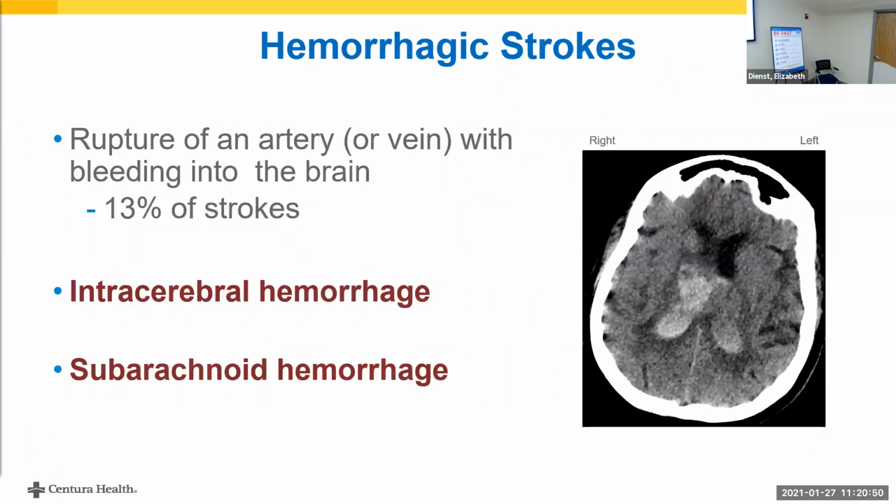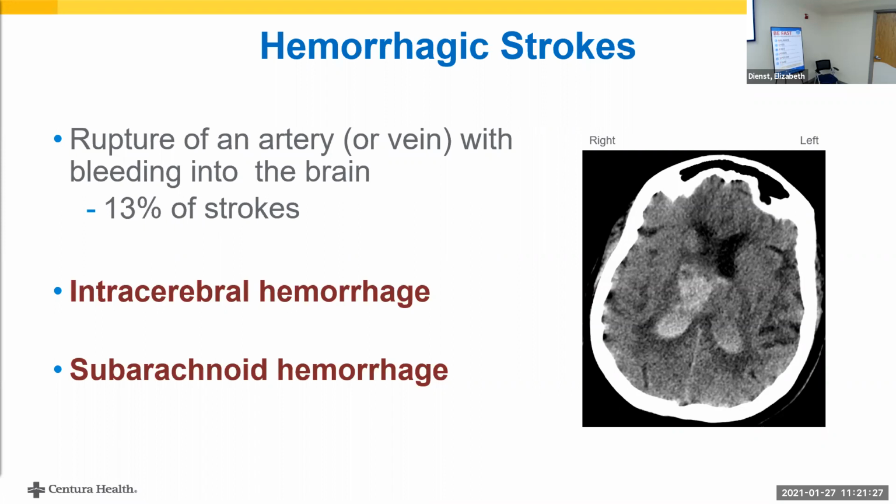Hemorrhagic strokes are only 13% of your stroke population. Your ischemic strokes are about 87% of your stroke population, so you will logically see a lot more ischemic strokes than hemorrhagics. Unfortunately, with hemorrhagic strokes, their chance of mortality is much greater. There are two different breakdowns in your hemorrhagic strokes. One is the intracerebral hemorrhage, which you will hear us call an ICH. The other is the subarachnoid hemorrhage, which you'll hear us call an SAH.